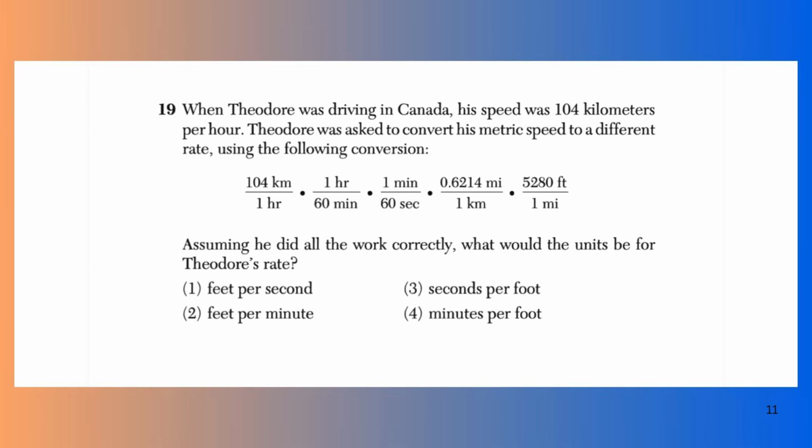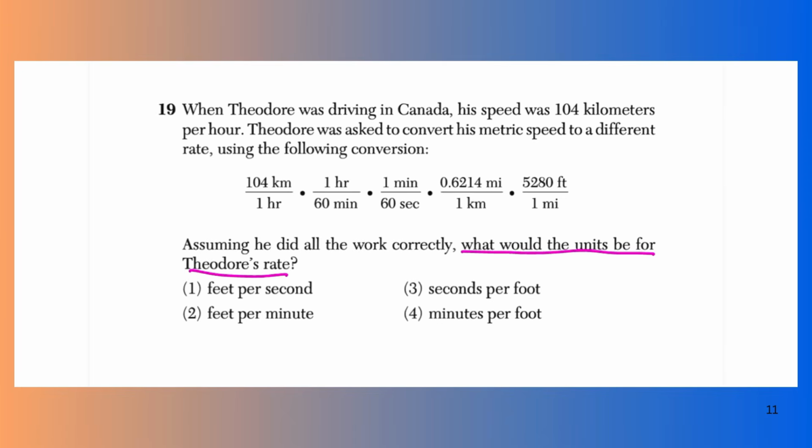Number 19 is one of those classic conversion problems. It shows up almost every year on the Regents, so let's get to it. When Theodore was driving in Canada, his speed was 104 kilometers per hour. Theodore was asked to convert his metric speed to a different rate using the following conversions. Assuming he did all the work correctly, what would the units be for Theodore's rate?